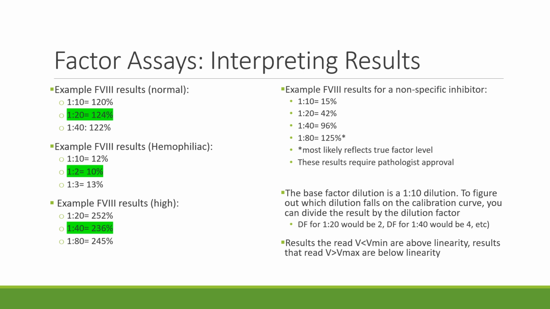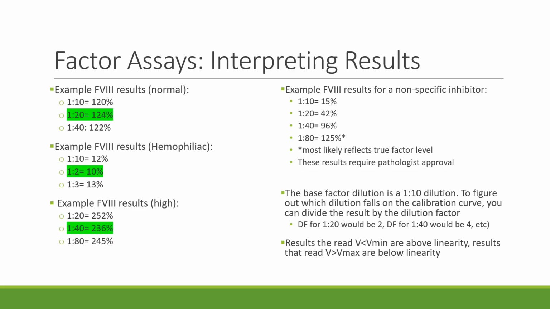And if we were to divide 122% by 4, that is 30-ish, 31-ish. That is also on the calibration curve. Now, if you have 2 points or 2 results or 2 dilutions that fall on the calibration curve, we are going to choose the lowest dilution. So the answer in this case would be a 1 to 20 dilution of 124% activity would be the reported result.